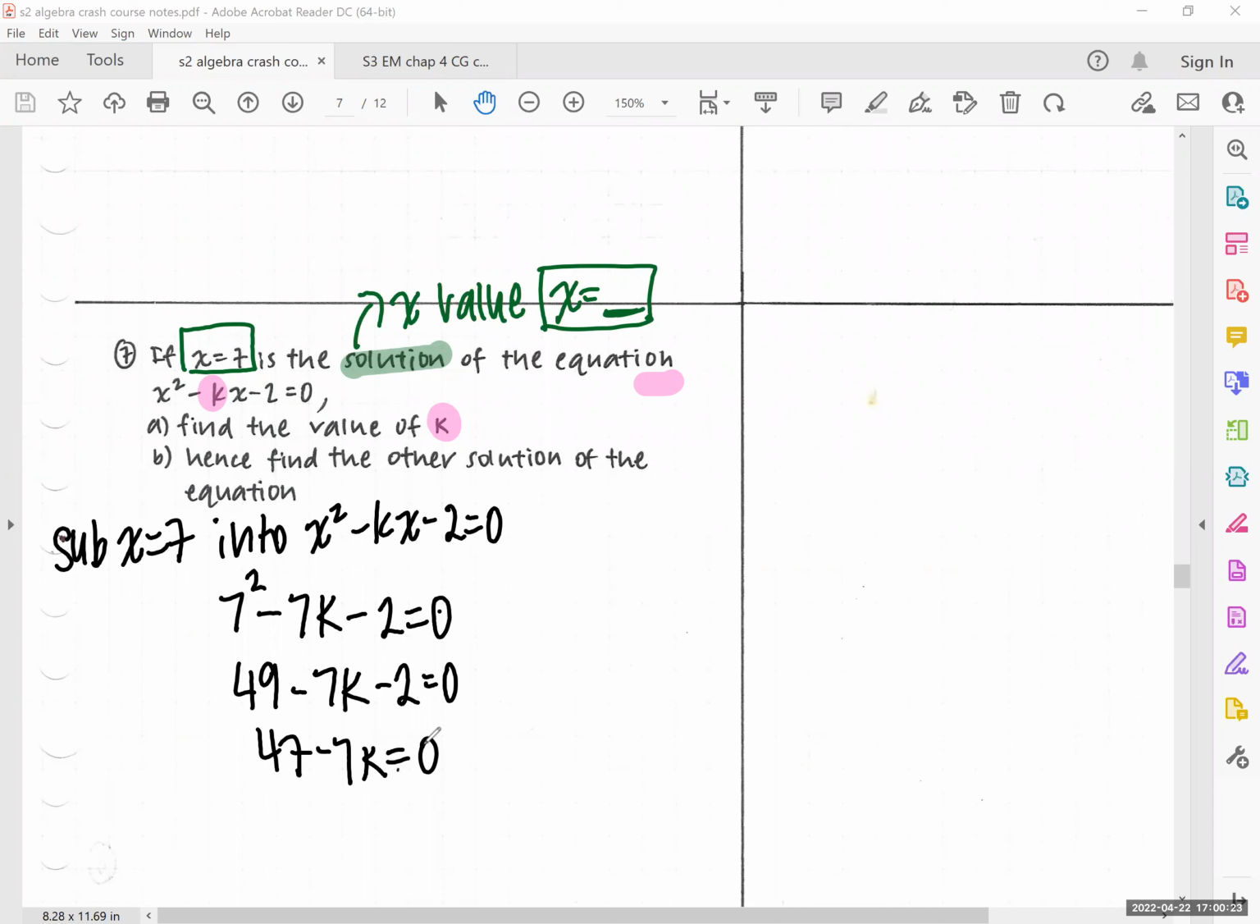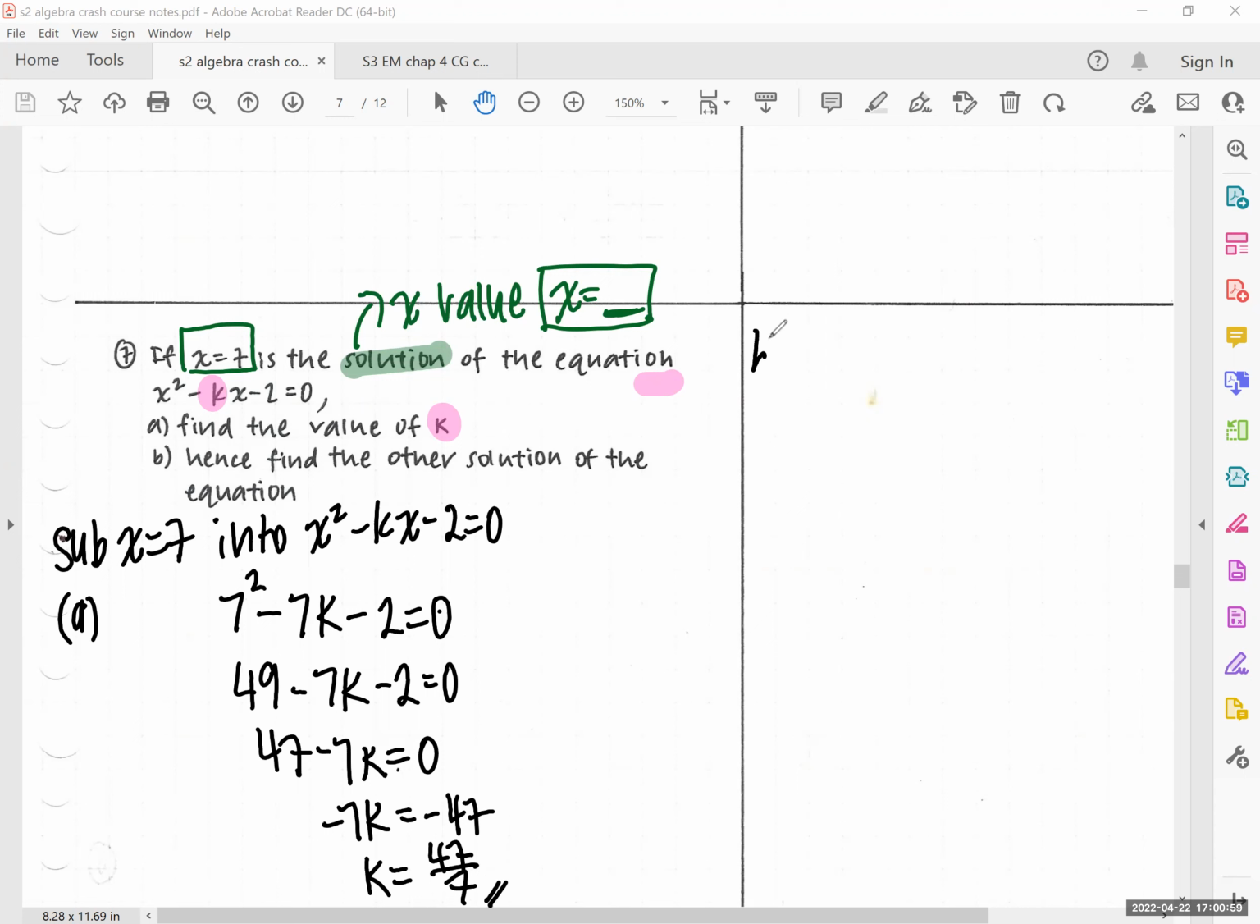7k equals... Be very careful. Minus 7k equals minus 47. Now from here, no need calculator. Very simple one. k equals 47 over 7. Exactly. Done. So with that, we're done with part A.